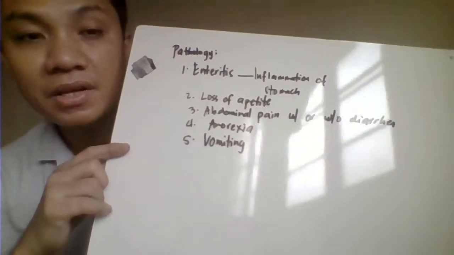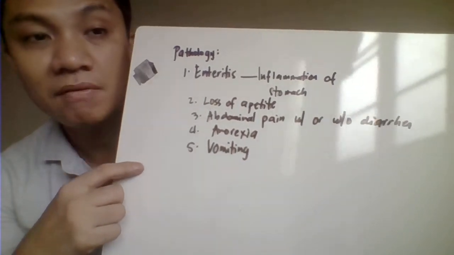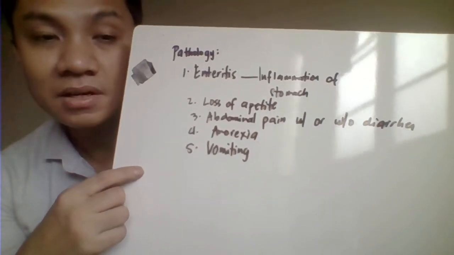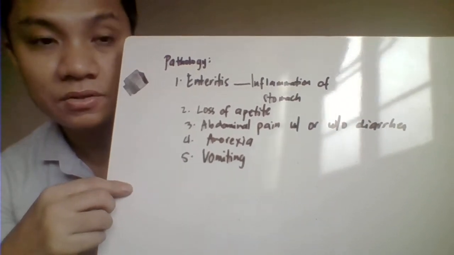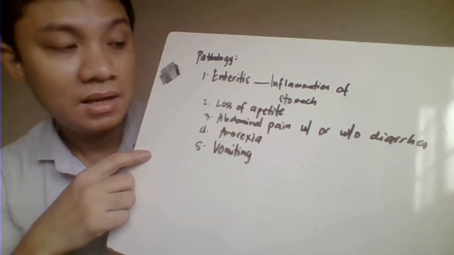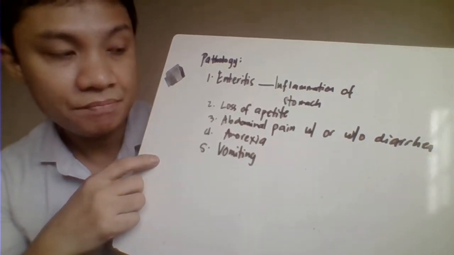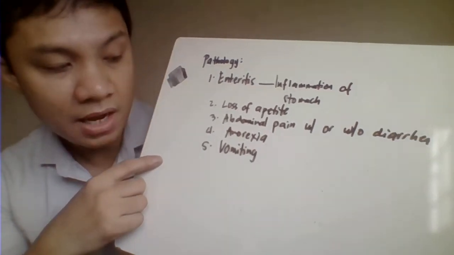Okay, then we have here the disease pathology. So it causes your enteritis, which is the inflammation of your gastrointestinal tract, because again, remember that the adult worm penetrates your gastrointestinal tract and causes inflammation of your intestinal tract because of that. Another one, loss of appetite, abdominal pain with or without diarrhea, anorexia, and we also have here vomiting.